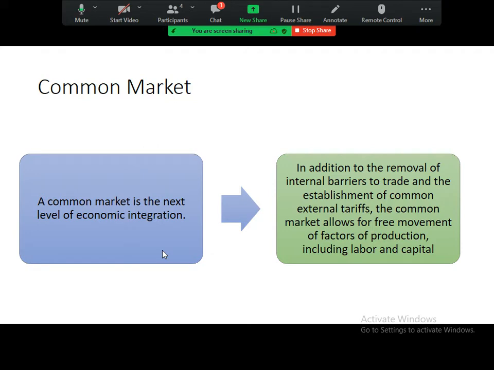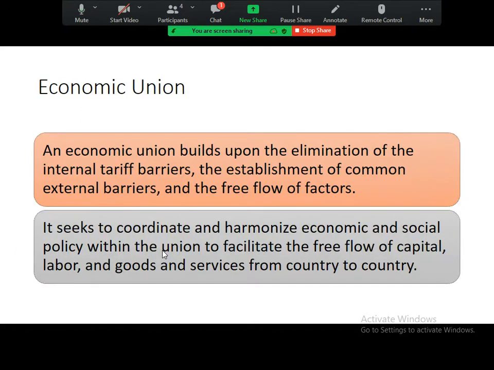Very simple concept. A common market is the next level of economic integration. In addition to removal of the internal barriers to trade and the establishment of the common external tariff, the common market allows the free movement of the factors of production, including labor and capital. The Andean Community, SICA, and CARICOM, which currently function as customs unions, may ultimately evolve into true common markets. Next is economic union, that is EU.